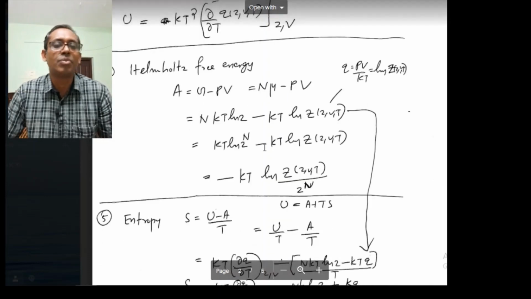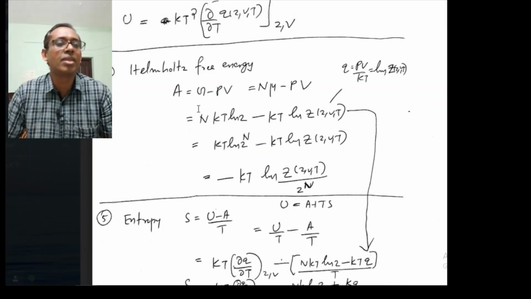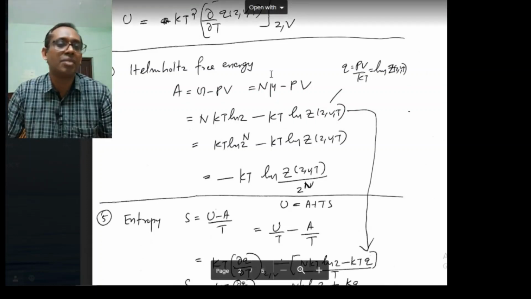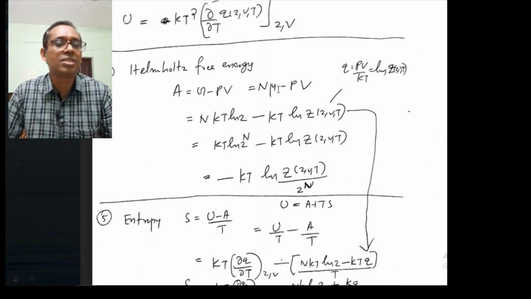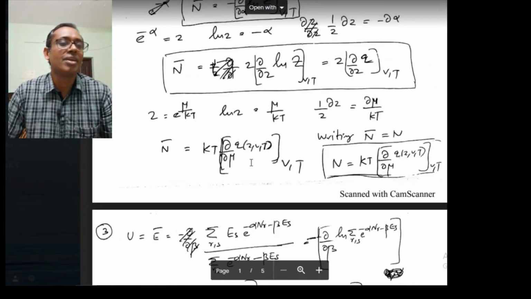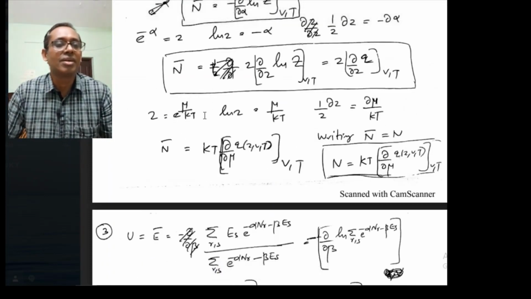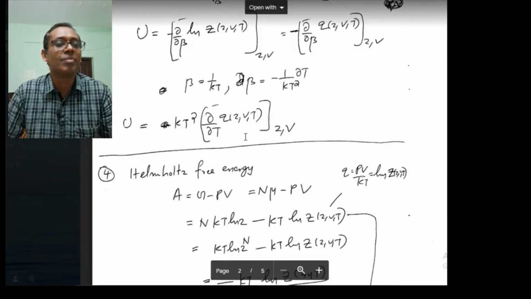Now the Helmholtz free energy. We know A equals G minus PV. The Gibbs free energy G is n mu, n times the chemical potential, minus PV, and mu is kT log z. Where do we get it? We know here z is e to the power mu over kT, so log z is mu over kT, so mu is kT log z.